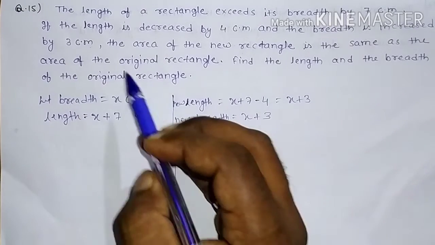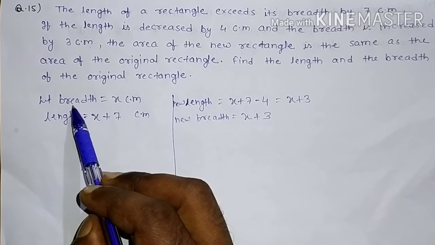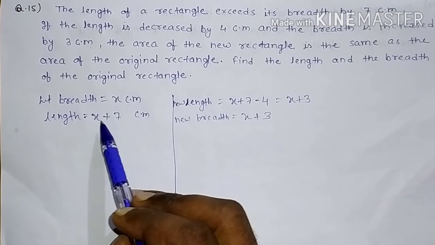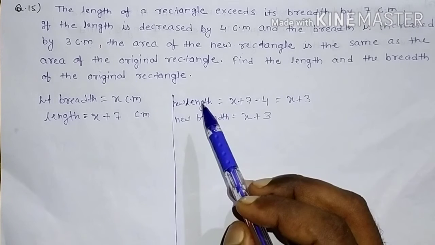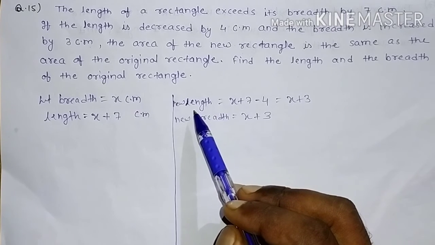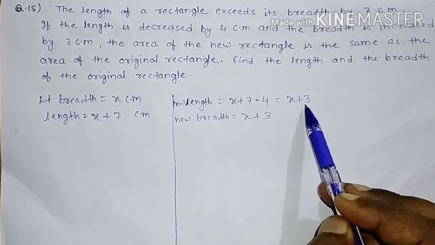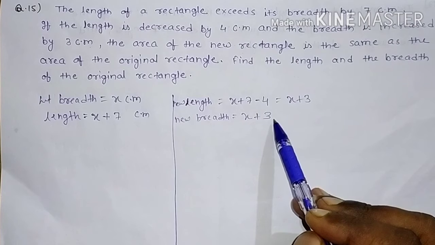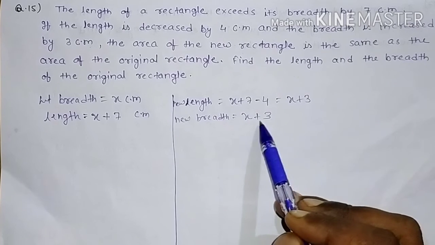Now these two expressions written here, the breadth here I am taking x centimeter and length is 7 more, that means x plus 7, and the new condition given in this question, the new length is 4 less than, that means x plus 7 minus 4, that is x plus 3, and new breadth is x plus 3, this is 3 more than, that means breadth is x, so 3 more than, that means x plus 3.